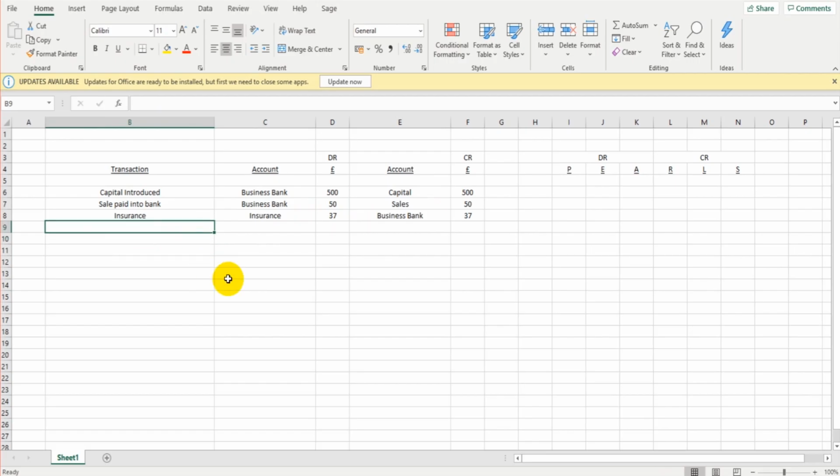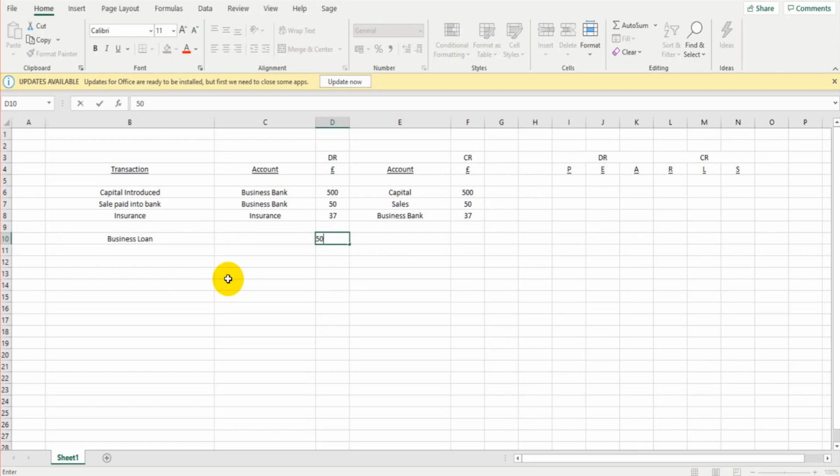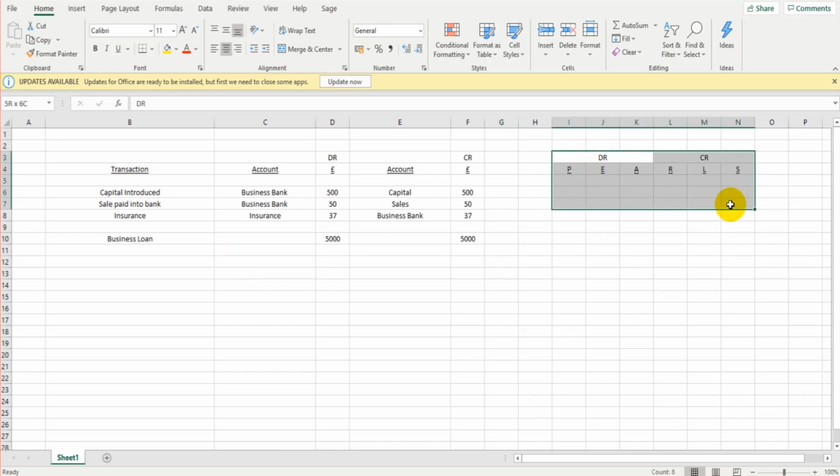So let's do some more. Let's say there was a business loan of 5,000. So we need a 5,000 debit and a 5,000 credit. And let's say it was paid into the business bank account. So what's the debit going to be? And what's the credit going to be? Have a think about that. Look at Pearls here. We have purchases, expenses, and assets on the debit. We have revenue, liability, and sales on the credit.